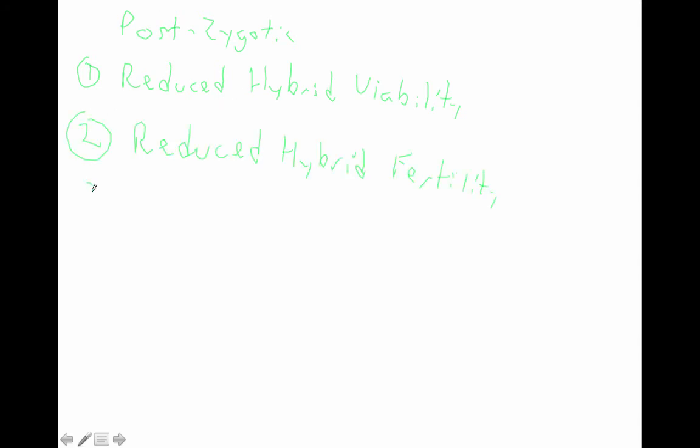Let's now think about after fertilization. There are three mechanisms for post-zygotic, and let's list them first before we describe them. The first is reduced hybrid viability. The second is reduced hybrid fertility. The third is hybrid breakdown.